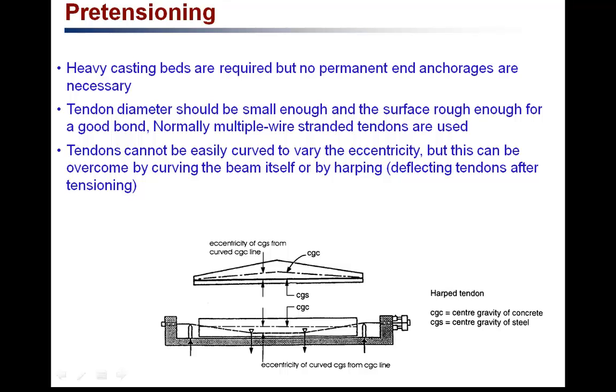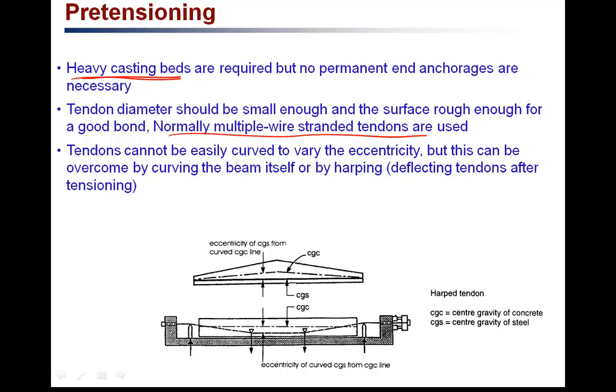Now, as you can see, the one limitation of this pretensioning method is that it requires a very heavy casting bed, and it can be done mostly in the factory. And also the tendon diameters are usually small. We use rather small diameters in pretensioning to improve the bond between the concrete and the steel, and also it is easier to pretension as well. And normally we use multiple wire strand tendons for pretensioning.